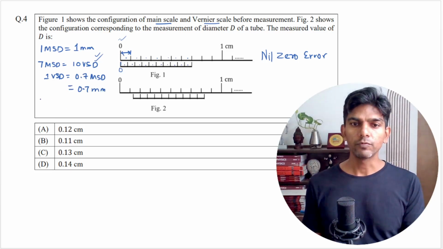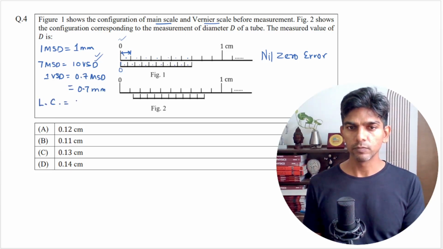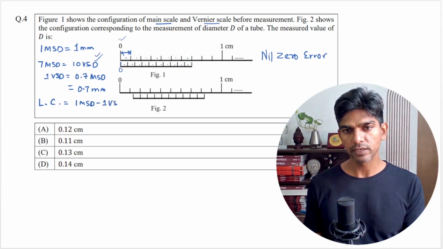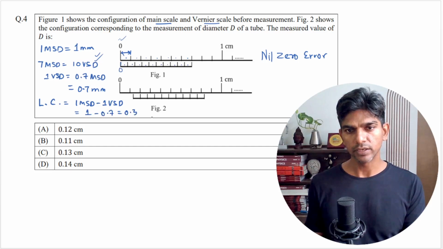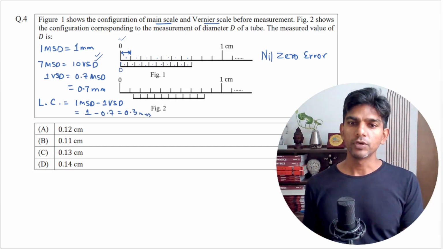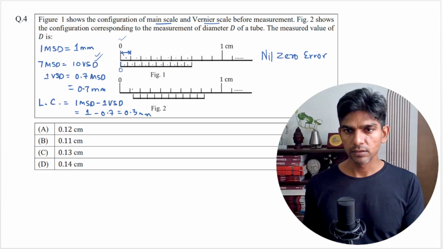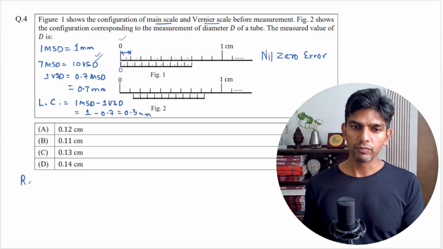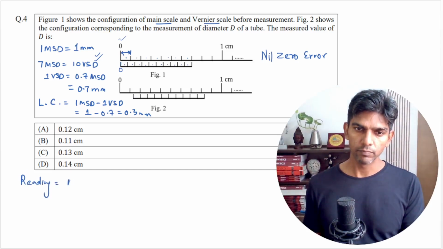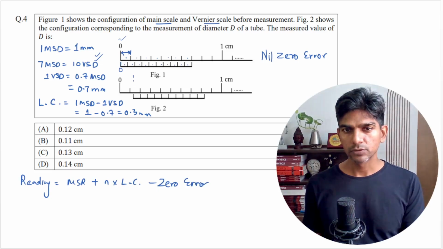Now from this data, we can find the least count of this vernier calipers, which is 1 main scale division minus 1 vernier scale division, which comes out to be 1 minus 0.7 or 0.3 millimeter. So we got the least count. Now let us find the reading. We know that the reading of a vernier caliper is given as main scale reading plus n times the least count minus 0 error. So what will the main scale reading be? This is the 0 of the vernier scale. The reading to the left of the 0 of the vernier scale is the main scale reading, which will be 1 millimeter.